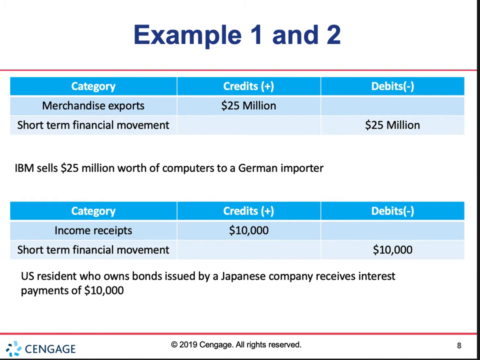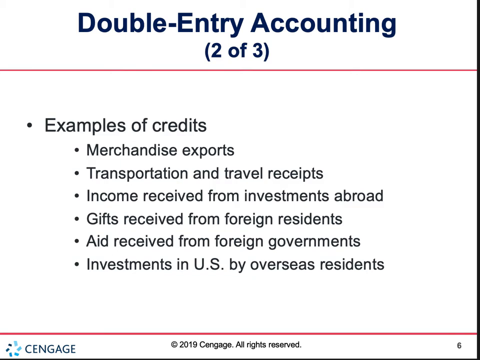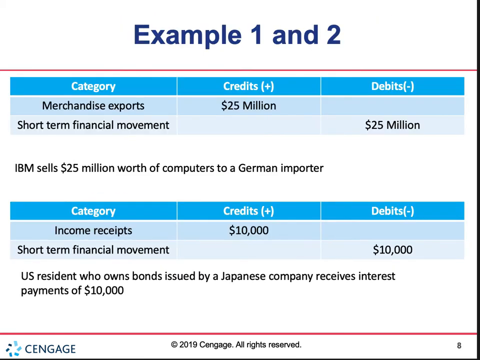Again, if we go back to our slide of what counts as a debit and a credit, we see our third bullet point, income received from investments abroad. So income receipts is $10,000. And then there is going to be an amount owed. So the amount owed would be $10,000 from this Japanese firm. And as these balance out, a positive 10,000 and a negative 10,000, it's going to equal 0. So we have balanced this payment structure.